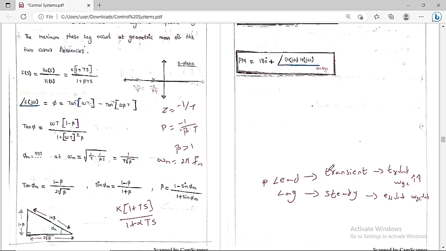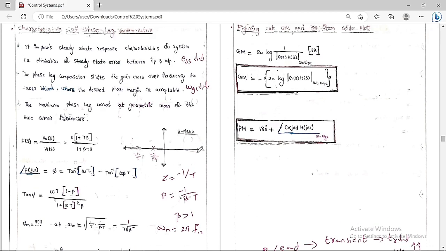So the phase lead compensator is basically used to improve the transient response, meaning decreasing the rise time and increasing the gain crossover frequency. Whereas in the case of the phase lag compensator, it is going to improve the steady state response characteristics, meaning it is going to decrease the steady state error and the gain crossover frequency is going to get decreased. So both are vice versa. These things always you have to keep in your mind. So this is all about the phase lead compensator as well as the phase lag compensator.